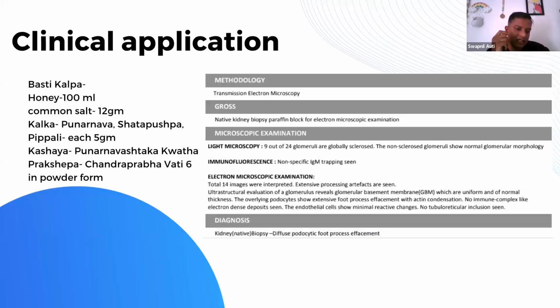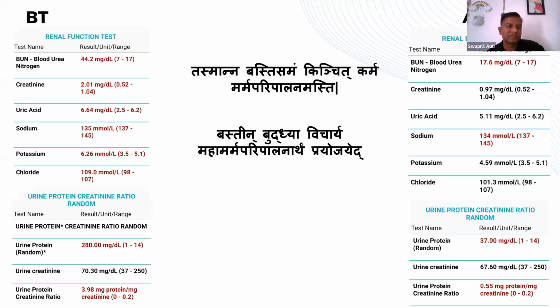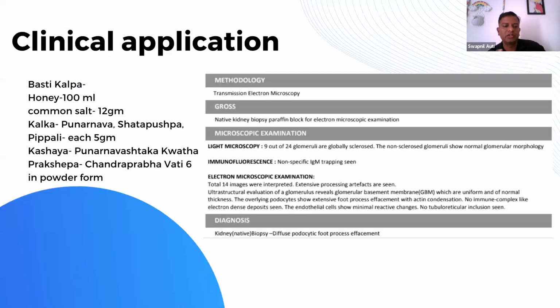So the basti was not classical actually. What we did is we used honey. Honey is basically a kaphashamak drug, so you can use it. Salt: here in this patient, I will first show the reports. You can see that potassium is slightly increased. So when potassium is high, it is not advisable to give saindhava in basti, because see, lavan is needed in the basti. It may be saindhava, it may not be saindhava. Saindhav is rich in potassium, so we avoided saindhav in this case. We used common salt. Even shoth was there, and the drug that is indicated for shoth is punarnava and gokshur, but gokshur is also rich in potassium, so I avoided gokshur also in this case.